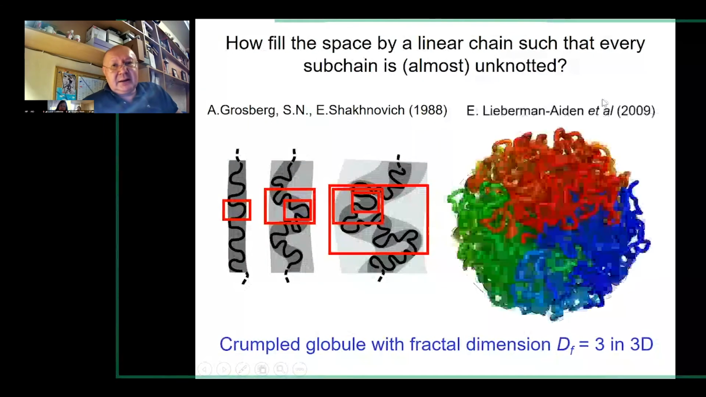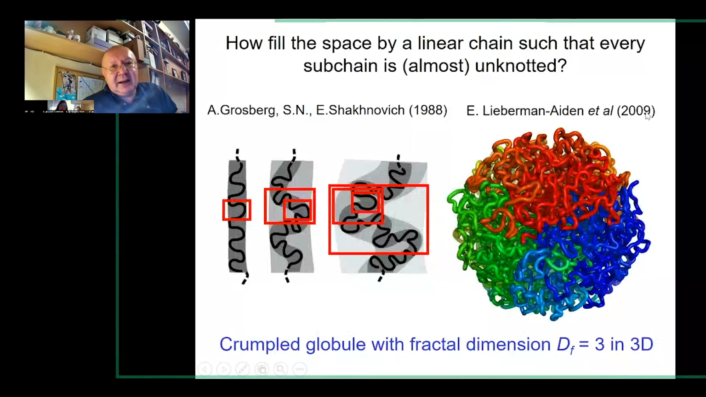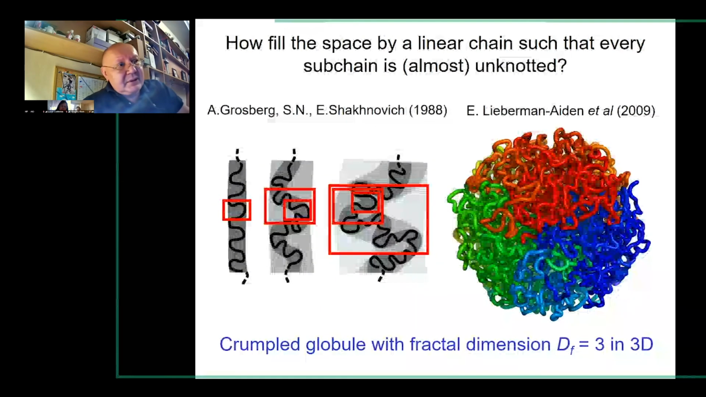And in '98, '99, the group of Lieberman, Aiden, and others, Leonid Mirny, Job Dekker, and a biophysical group working on DNA, have shown that this is the result of computer simulation.